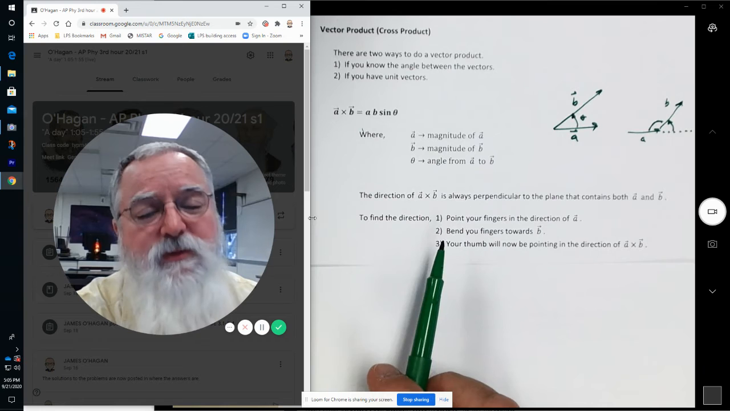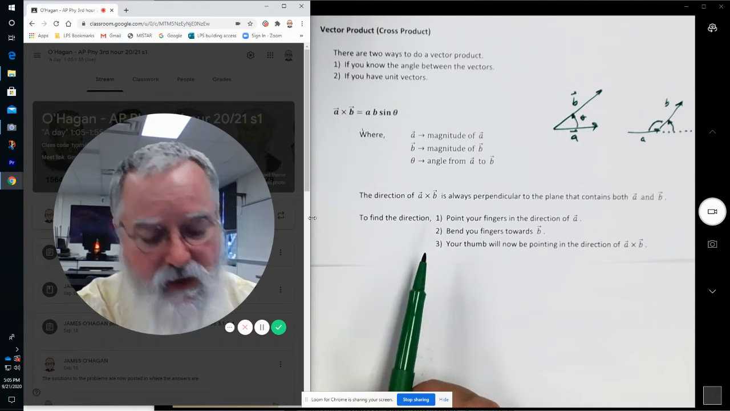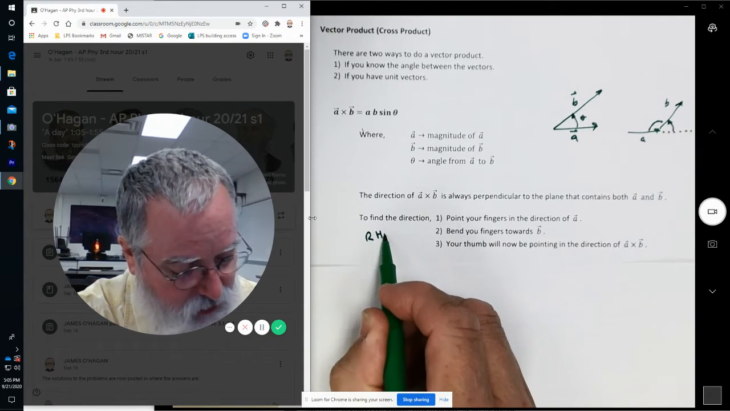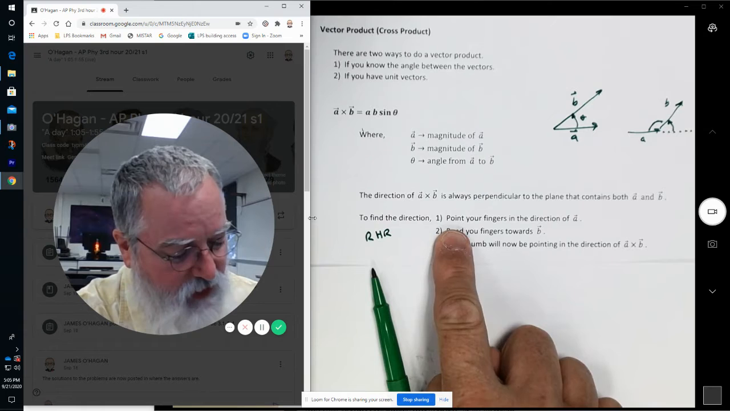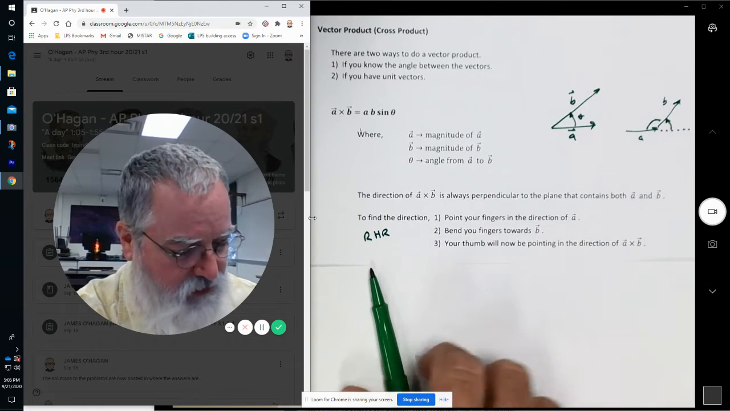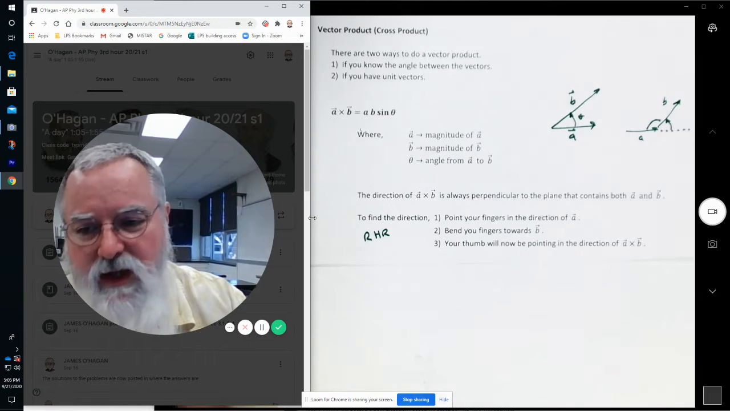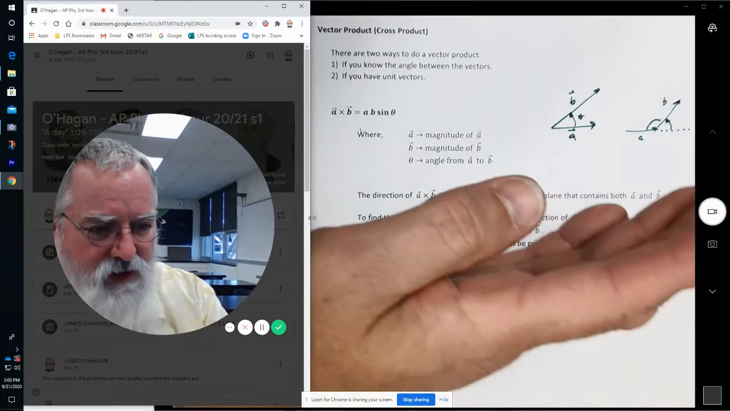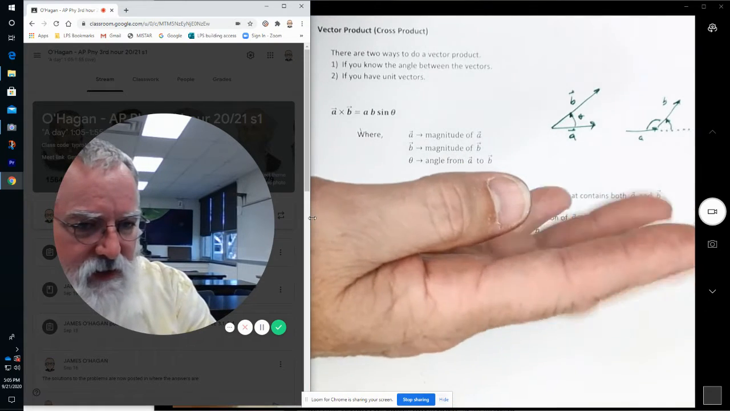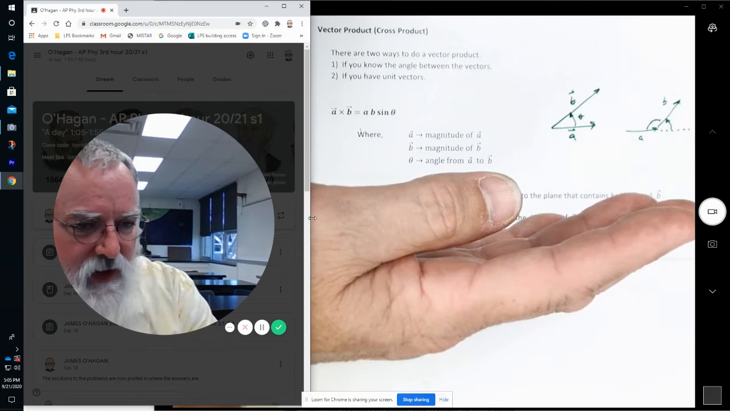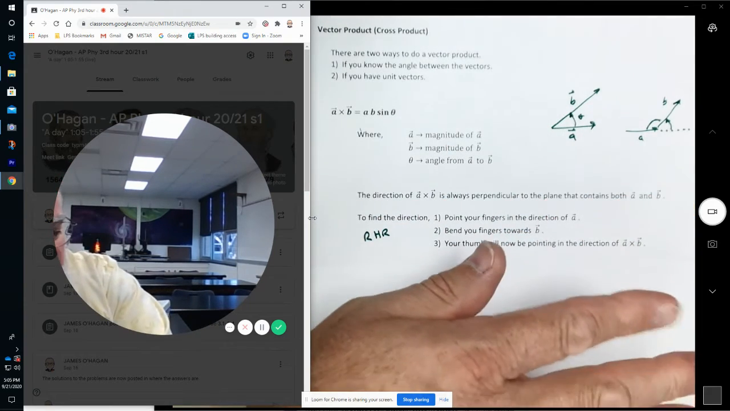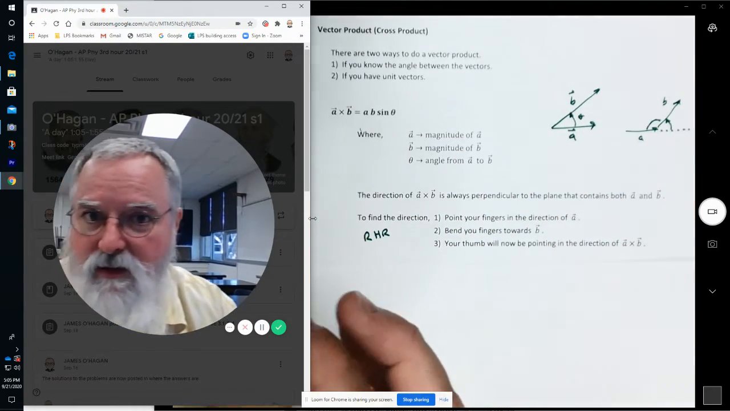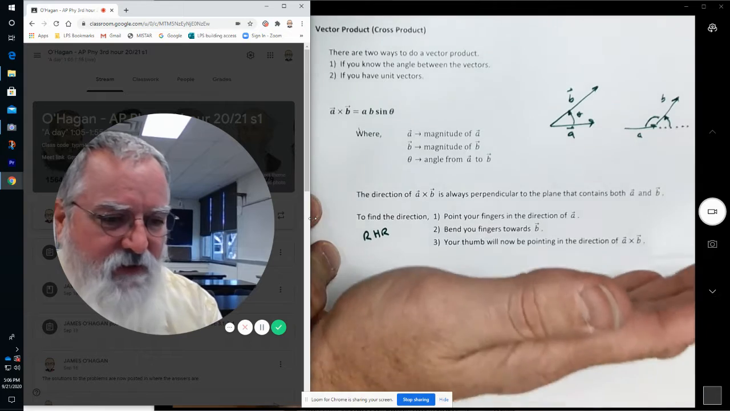Now, the way you figure out whether it's pointing up or pointing down is the right-hand rule. Here's the right-hand rule. First of all, you point your fingers in the direction of the first vector. So I'm going to take my fingers, and you see how they're pointing in the direction of A? There are lots of ways I can point them in the direction of A. You've got to find the way that ends up working out nicely. So here's my fingers pointing in the direction of A.